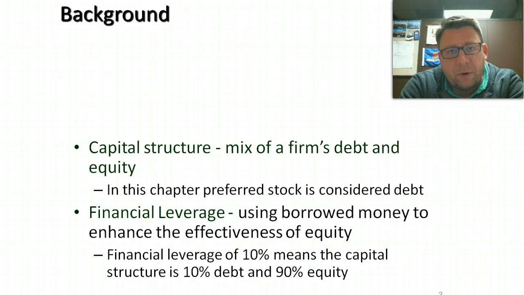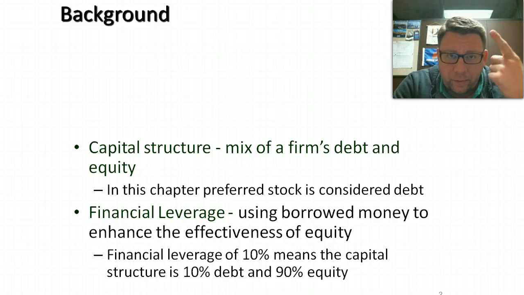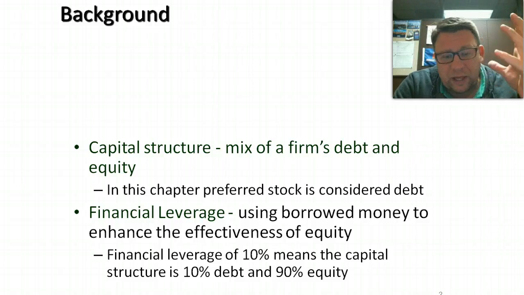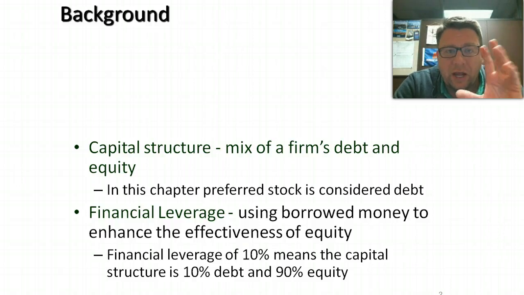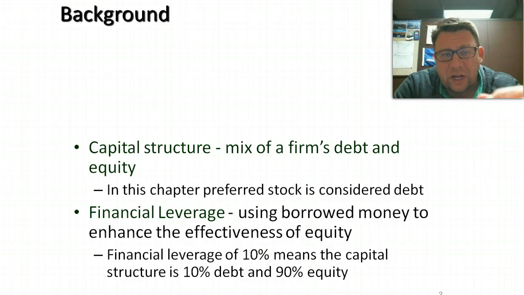So, as you recall from our previous week, the capital structure is the mix of the firm's debt and equity. Now, in our previous podcast, we talked about the amount of long-term debt, preferred stock, and then common equity. In this chapter, as we're dealing with leverage, we're going to consider preferred stock as debt. Now, I mentioned this concept to you very early in the quarter that preferred stock is technically equity, and for accounting purposes, we record it as equity. But for a lot of financial ratios and financial decision making, preferred stock is lumped in with debt rather than common equity or equity in general.